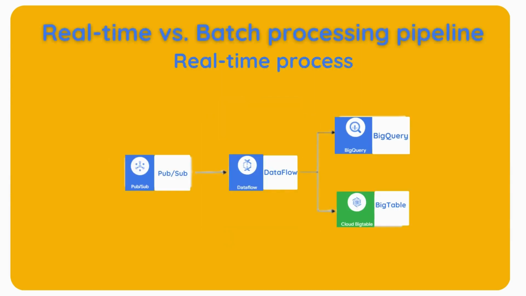Real-time processing. Extract. Use Pub/Sub or other messaging services to ingest streaming data from sources such as IoT devices, sensors, or logs. Transform. Use Dataflow to process and transform the streaming data in real time. Dataflow can handle both batch and streaming processing, making it suitable for real-time ELT pipelines. Load. Use BigQuery or cloud storage to load the streaming data into a temporary storage location.